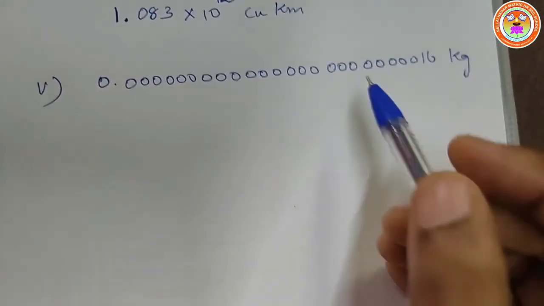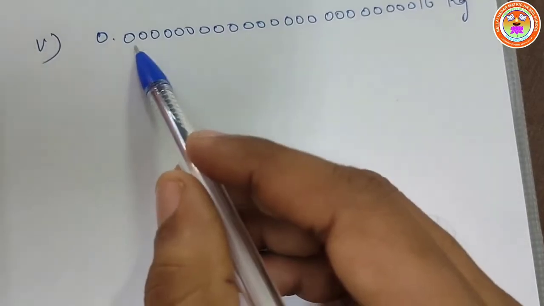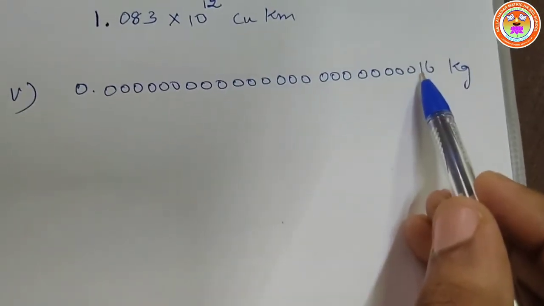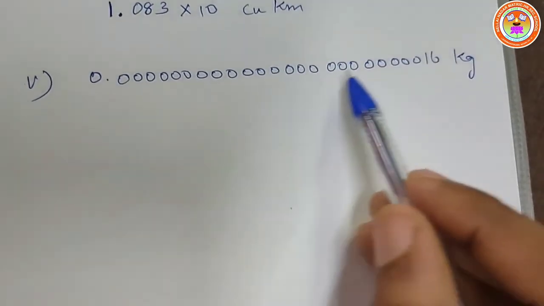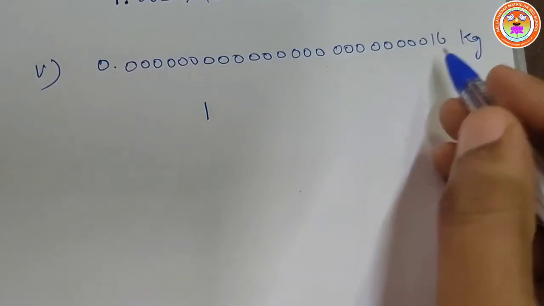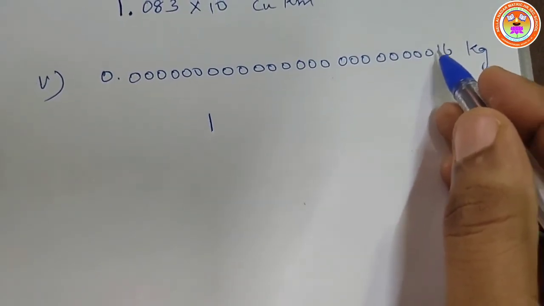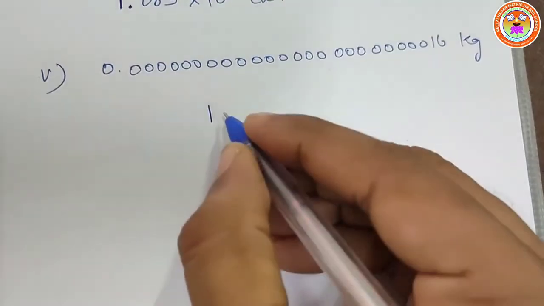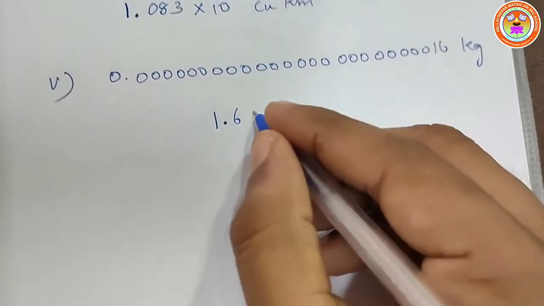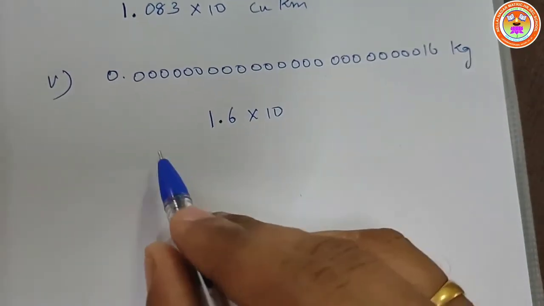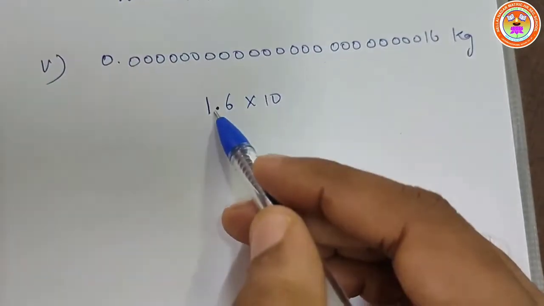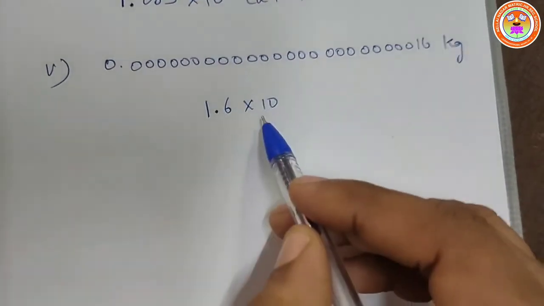First you find the first non-zero number. These are all zeros. Where is the first non-zero number? Here it is. Remaining all the numbers are 0. Only this is the first non-zero number. You have to write that one first. After the first non-zero number, you have to put the decimal point. Then write the remaining number times 10 power. This is the format: first non-zero number, then the decimal point, then the remaining number times 10 power.